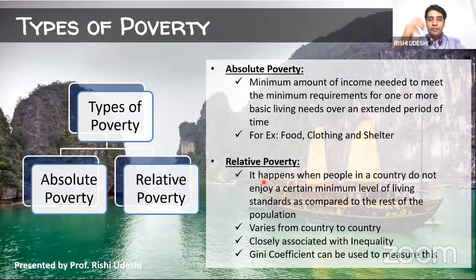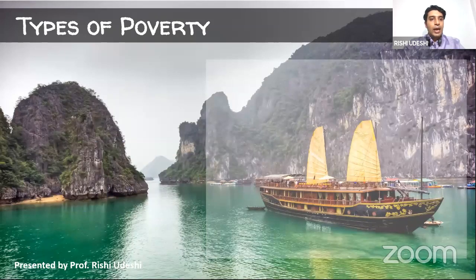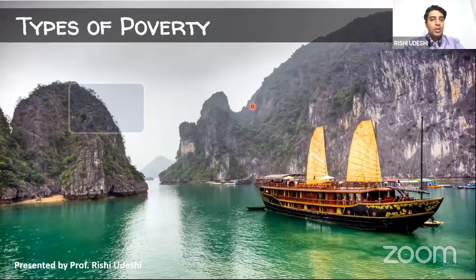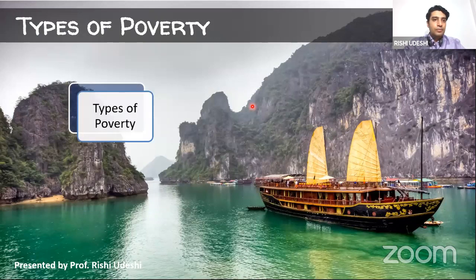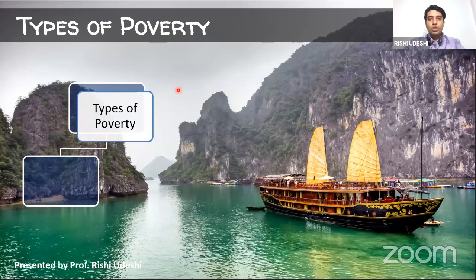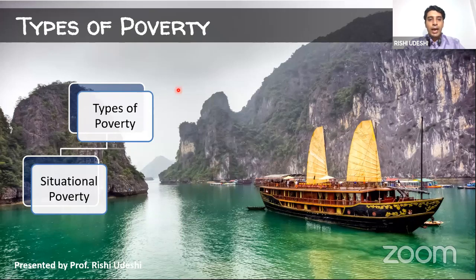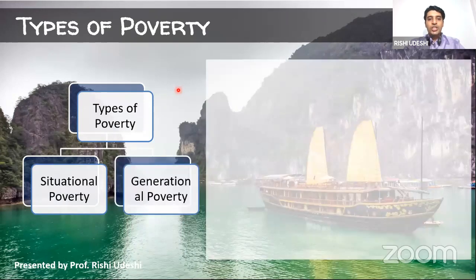Then, fine. So this is closely associated with inequality and all. So we have clearly understood the concept and the topic of absolute poverty and relative poverty. Now moving on to the next type. The next type, as a few of you had already mentioned, is situational poverty. And then comes something called generational poverty. One is situational and the other is generational poverty.